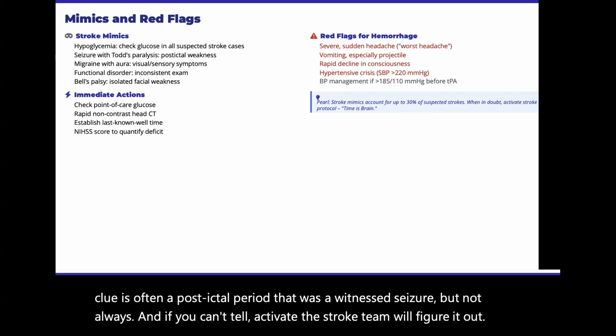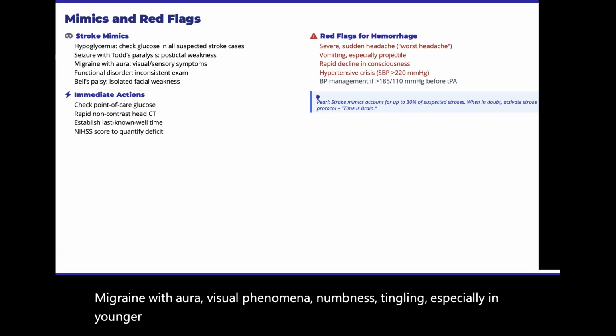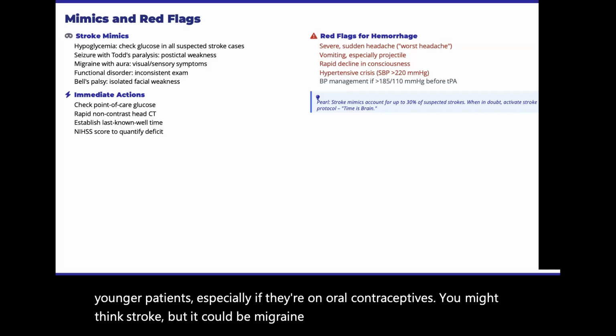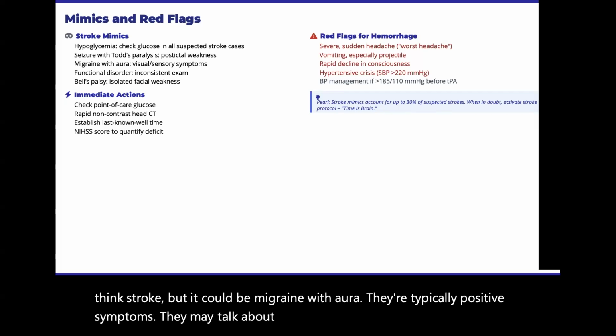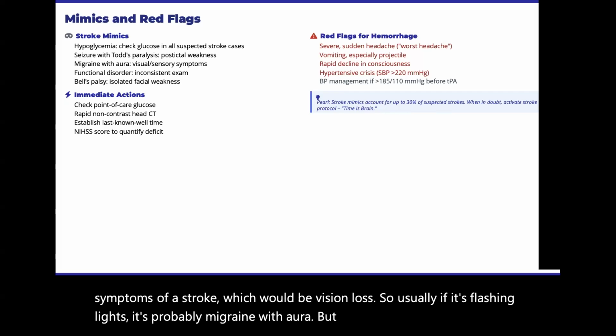Migraine with aura: visual phenomena, numbness, tingling, especially in younger patients, especially if they're on oral contraceptives. You might think stroke, but it could be migraine with aura. They're typically positive symptoms. They may talk about flashing lights, versus the negative symptoms of a stroke, which would be vision loss. So usually if it's flashing lights, it's probably migraine with aura, but we can't be sure. We're going to activate that stroke team.